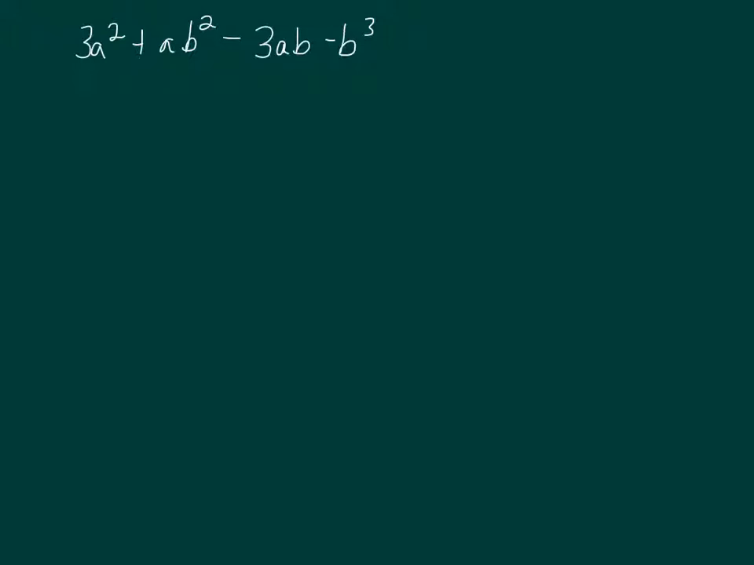That's factoring by grouping. So the first thing I'm going to do is group the first 2 terms together and the last 2 terms together. Okay? So I'm going to factor out common factors in each group. So in 3a squared plus ab squared, the common factor, I think, is an a. So I have 3a left over, because a times a is a squared, plus b squared.